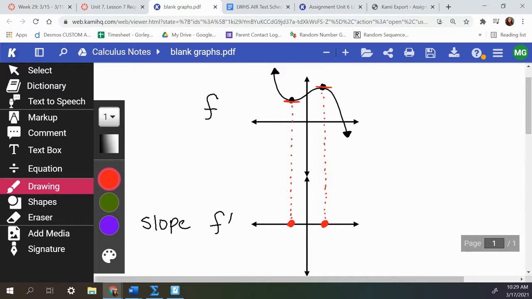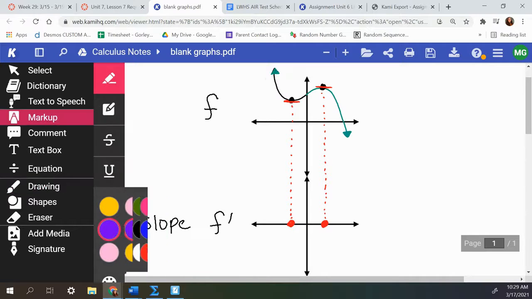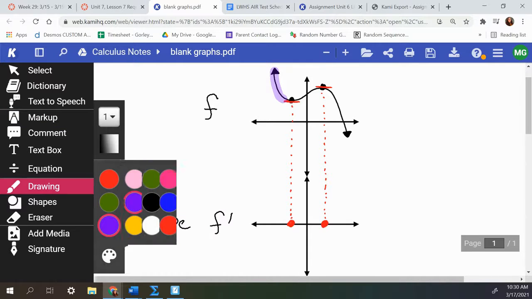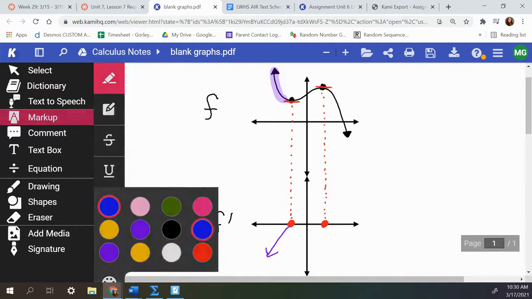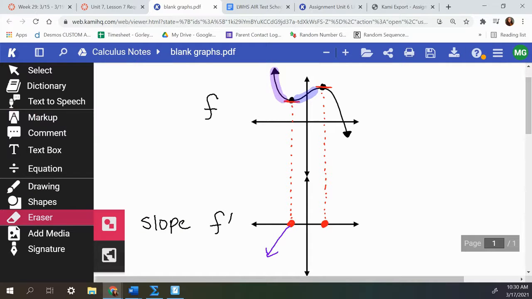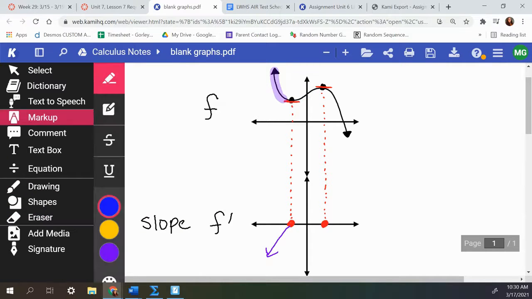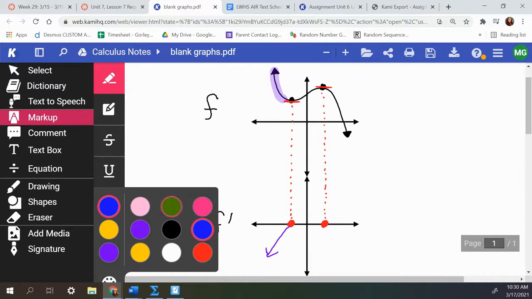And now I'm looking at where the original function is increasing or decreasing. So right here, we're just working from left to right. My original function would be decreasing, right? So should I graph the first derivative above the axis or below the axis? That would be below, right? If it's decreasing, I'm going to graph it below. Okay, then I move on to the next spot. Right here, I'm actually not going to use blue because that's kind of hard to see. Let's go ahead and use green.